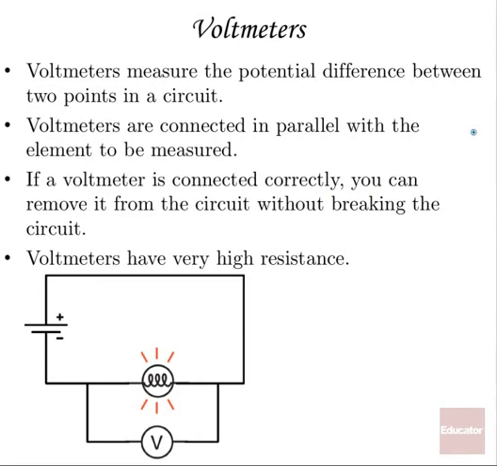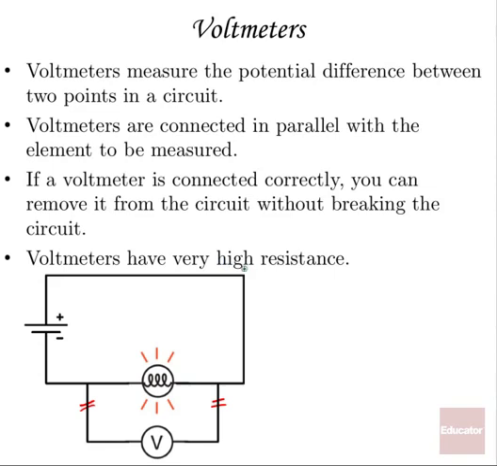Voltmeters measure the potential difference between two points in a circuit. They're connected in parallel with the element that you want to measure. And if a voltmeter is connected correctly, you can remove it from the circuit without breaking the circuit. So for example, in this circuit, the voltmeter would measure the potential difference from one side of our light bulb to the other side. To make sure we've got it installed correctly, imagine what would happen if you cut the circuit there and there. The circuit would still operate. The voltmeter wouldn't measure anything, but you'd still have an operating circuit. If that's the case, you've done it correctly.